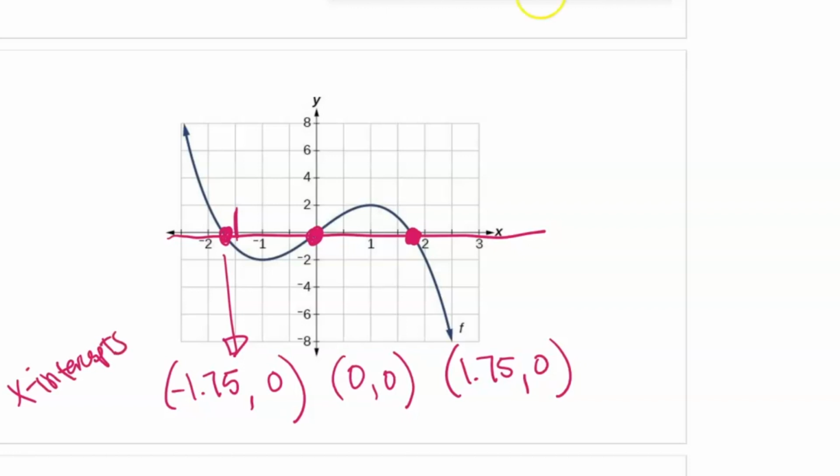Now if we look at the y-intercepts, that is where it crosses the y-axis. So we just have one point right here in the middle where it crosses at 0, 0. So that would be the y-intercept. And there's only one on this graph.